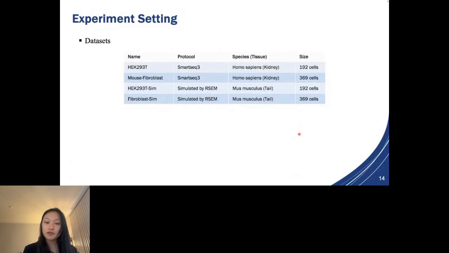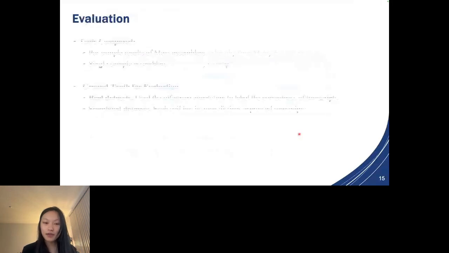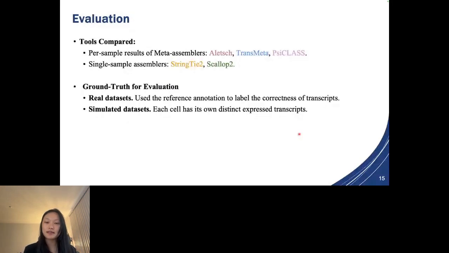We also generate corresponding simulated datasets using RSEM to provide a controlled environment with the known ground truth. We use the data from chromosomes 1 through 9 for training the random forest model. The remaining chromosomes are held out as the test dataset. We compare Beaver's performance against state-of-the-art tools.